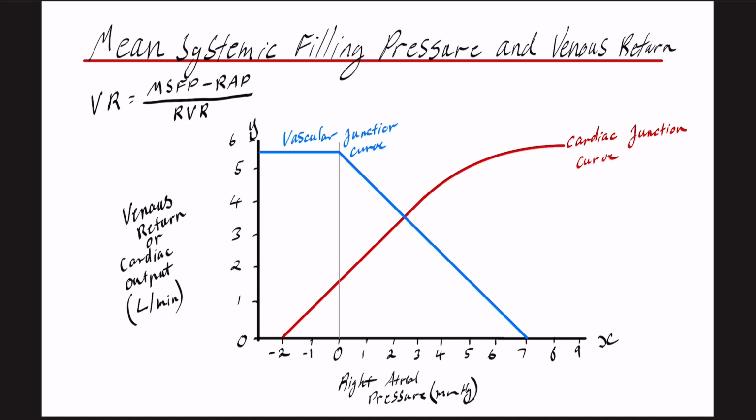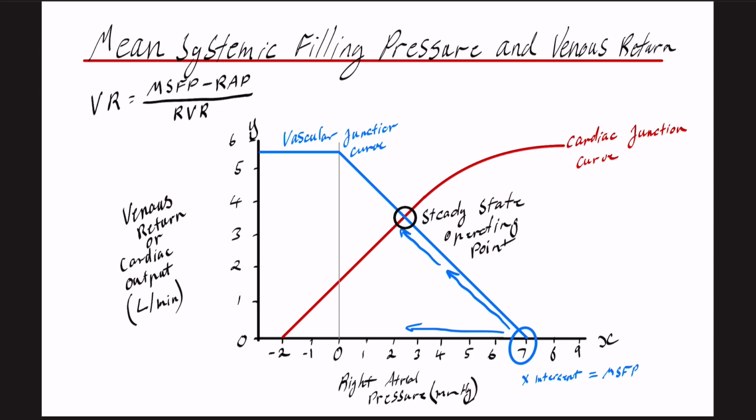The other important thing to note is where the vascular function curve crosses the x-axis is the mean systemic filling pressure. So I know that it says right atrial pressure along the x-axis, but the right atrial pressure is represented by the steady state point of the intersection between the vascular function curve and the cardiac function curve. At this point, this is the right atrial pressure, but where the blue line crosses the x-axis, that's the mean systemic filling pressure.